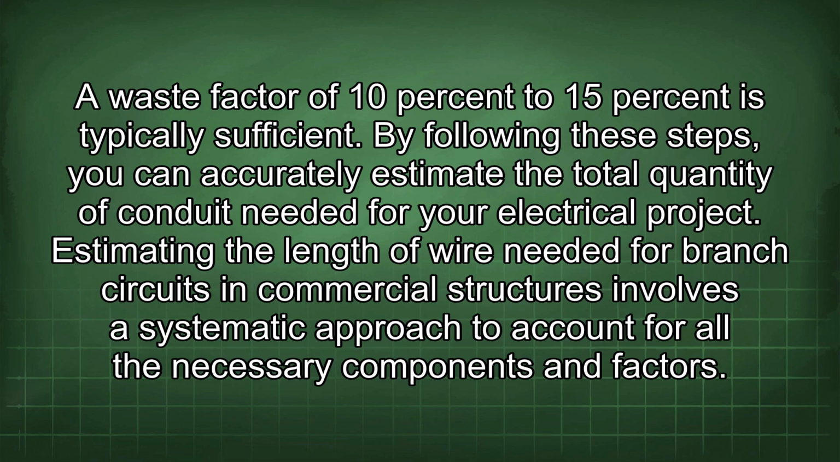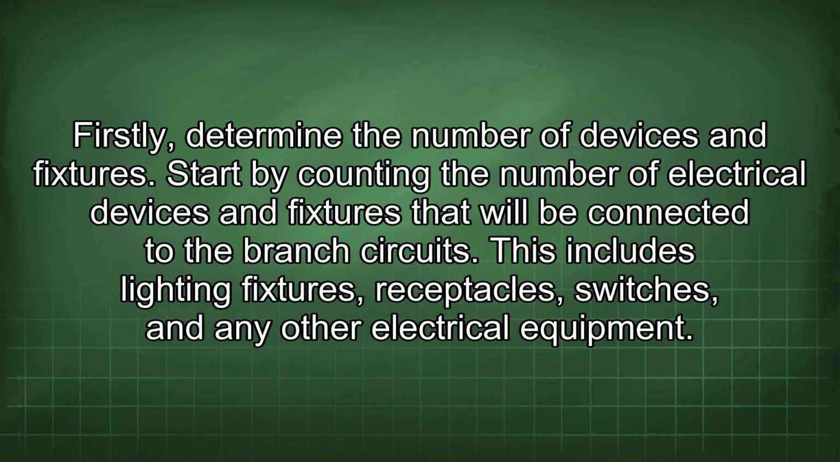Estimating the length of wire needed for branch circuits in commercial structures involves a systematic approach to account for all the necessary components and factors. Firstly, determine the number of devices and fixtures. Start by counting the number of electrical devices and fixtures that will be connected to the branch circuits. This includes lighting fixtures, receptacles, switches, and any other electrical equipment.